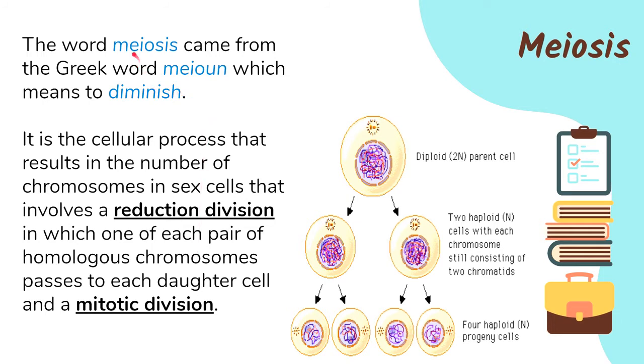So the word meiosis was actually taken from the Greek word meion, which means to diminish, okay? So this refers to the reduction of the chromosome number from the parent cell to the daughter cells, okay? So we define meiosis as the cellular process that results in the reduction of the number of chromosomes in sex cells. Again, sex cells.